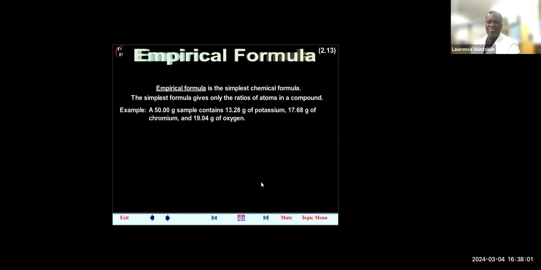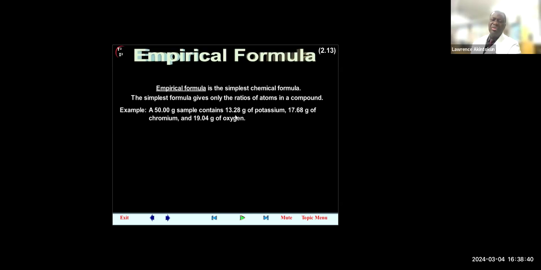Example: a 50-gram sample contains 13.28 grams of potassium, 17.68 grams of chromium, and 19.04 grams of oxygen. All right, in this problem, you are going to need your periodic table and your calculator. We are given 13.28 grams of potassium, 17.68 grams of chromium, and 19.04 grams of oxygen. The total of these samples is 50 grams.